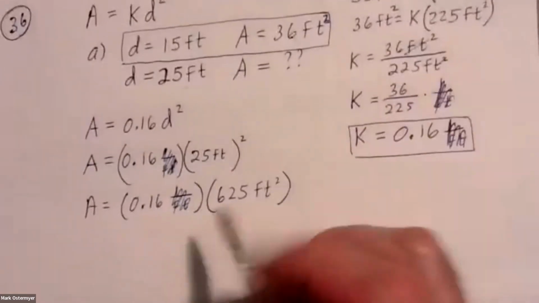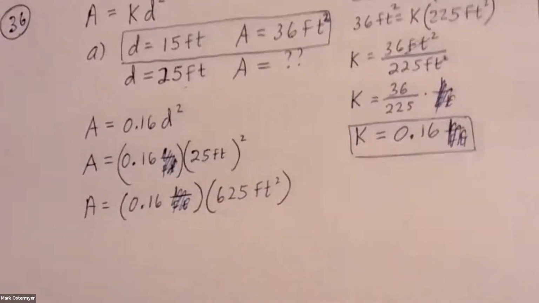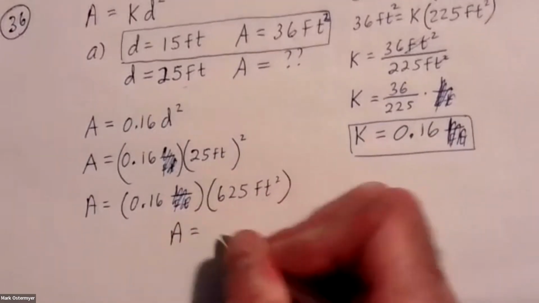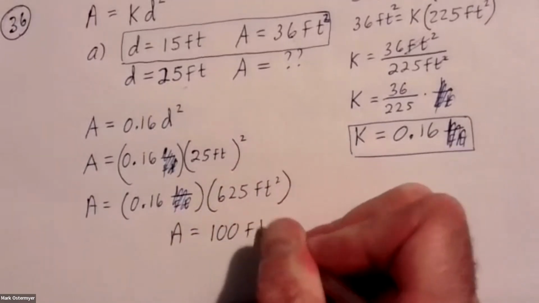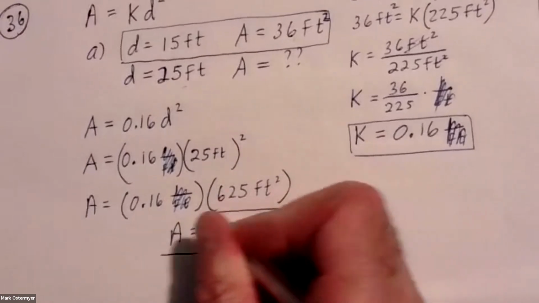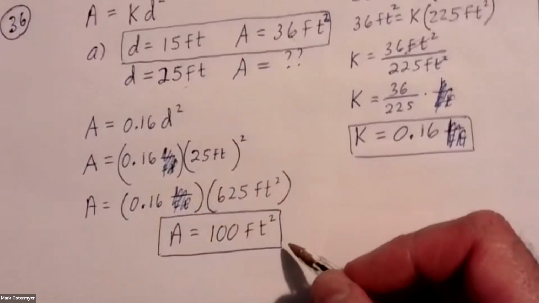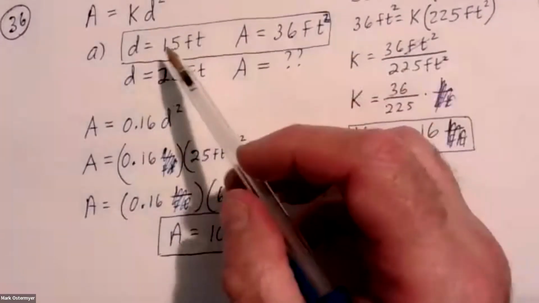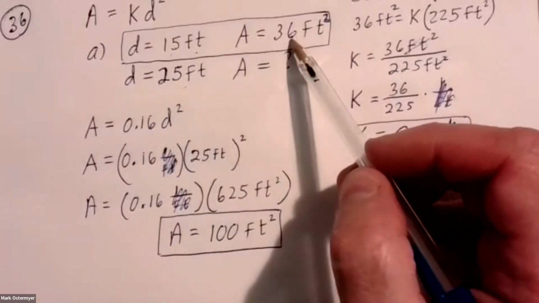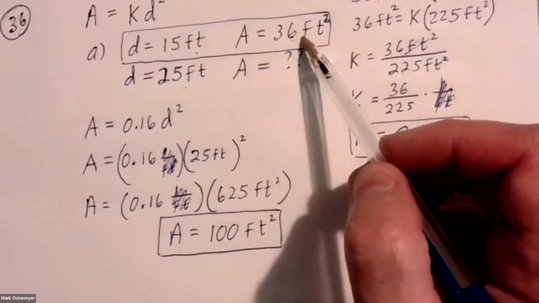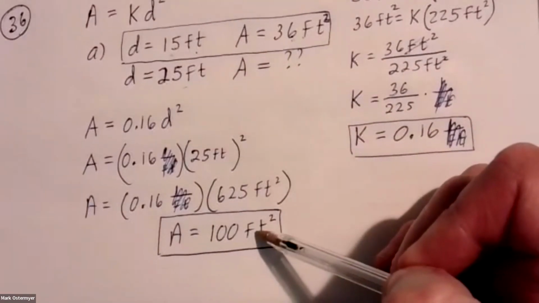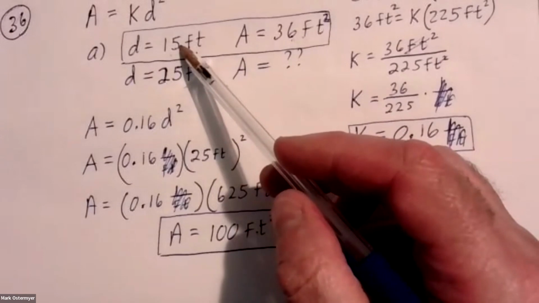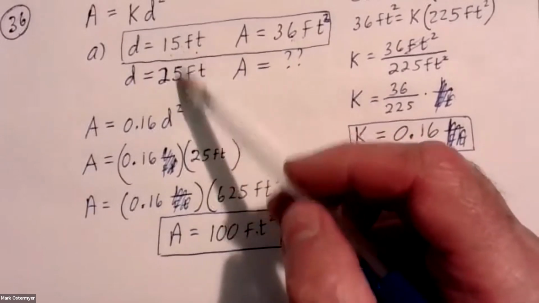All right, so we're going to have 0.16 times 625 square feet. And what is 0.16 times 625? That gives you 100. You got your answer. So if you move that projector 25 feet back from the wall, the area of the projected image will grow to 100 square feet. That's going to be the area. Makes sense. And when the projector is 15 feet from the wall, the area is 36 square feet. So it's grown from 36 square feet to 100 square feet when we basically have increased the distance by 10.